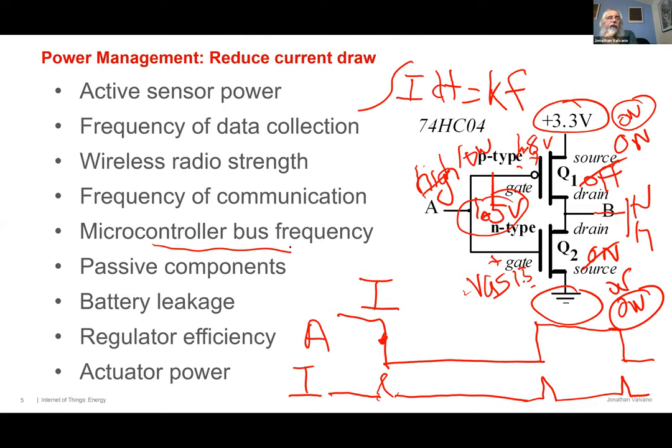Passive components, the resistors dissipate power. Here's the interesting trade-off in a passive component. If I take two, any questions on this? Because I'm going to erase it and do another one.